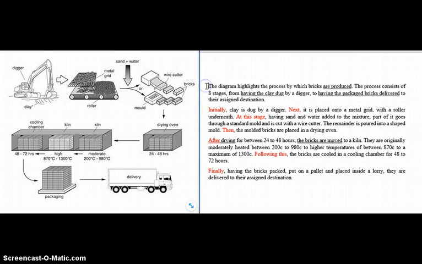So let's begin. The introduction obviously I put on the post earlier, and so here I've just copied the introduction and overview that we talked about before. The diagram highlights the process by which bricks are produced. The process consists of 8 stages, from having the clay dug by the digger to having the packaged bricks delivered to their assigned destination. And that's what we do in the introduction and overview. We list the first and the final stages of the process.